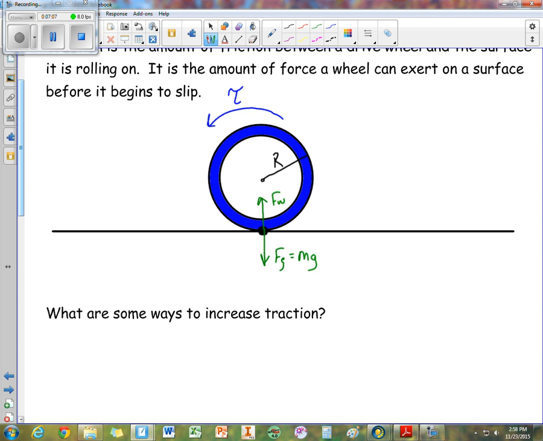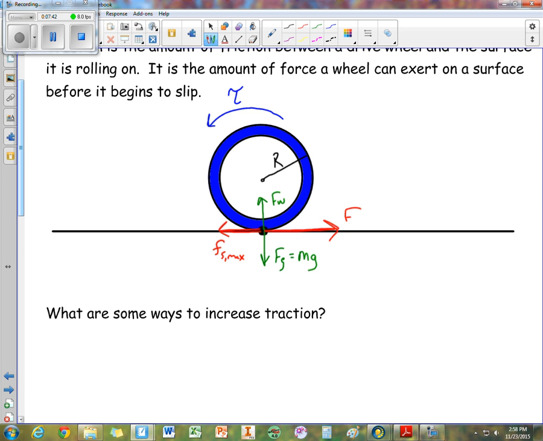Remember, we can calculate gravitational force with m times g. And if this wheel is trying to rotate counterclockwise, that means that it's going to exert a force in this direction. That means that friction is opposing sliding. So friction actually points forward. And this is really counterintuitive. When you have a wheel under power, the friction goes forward.